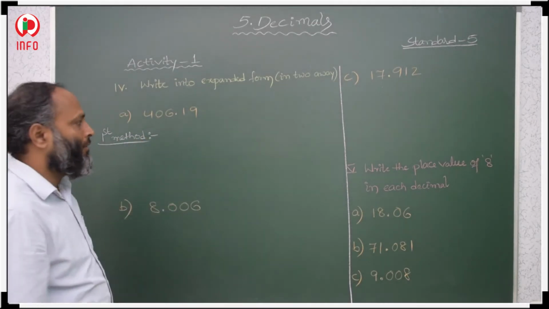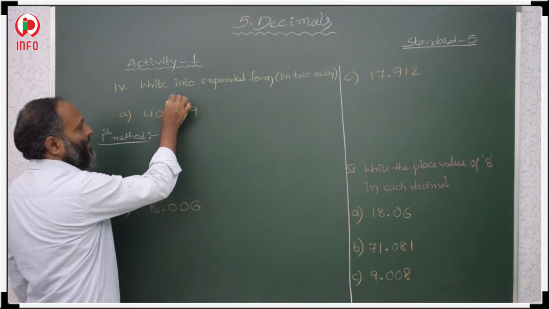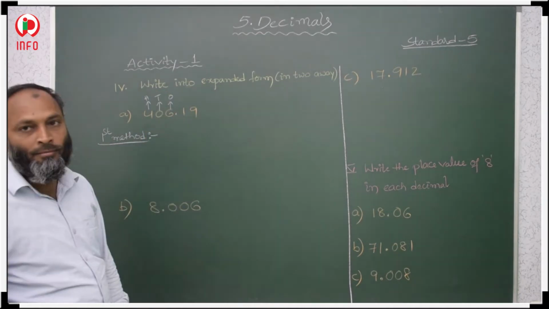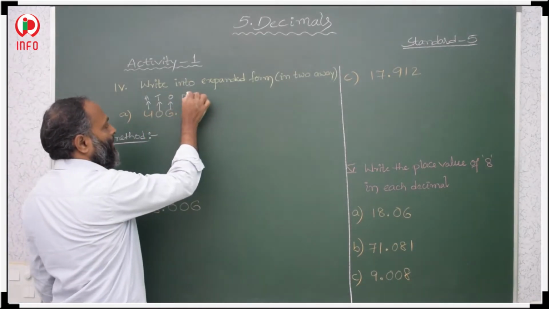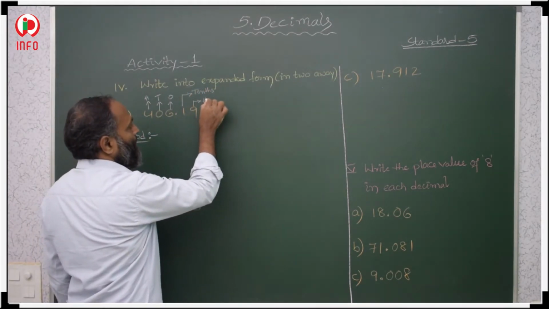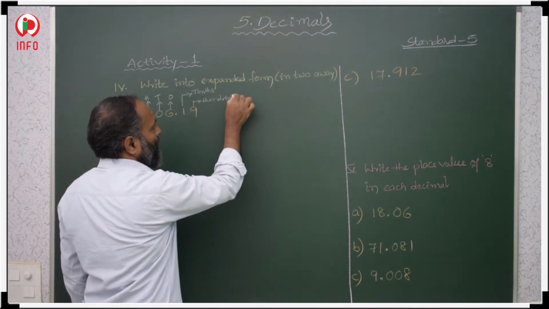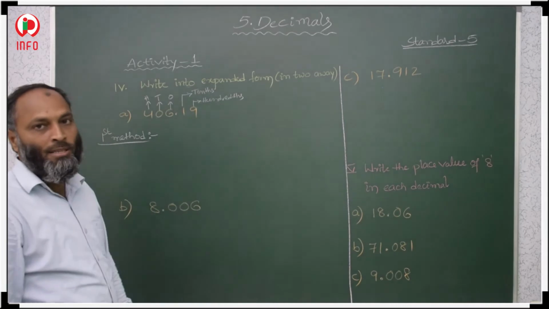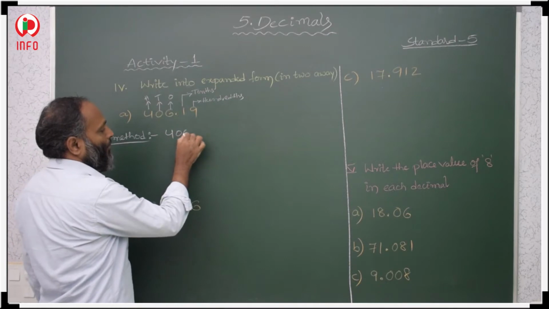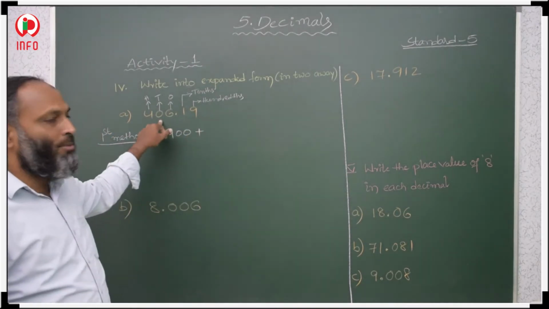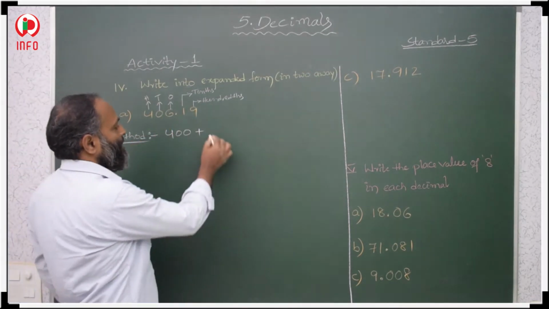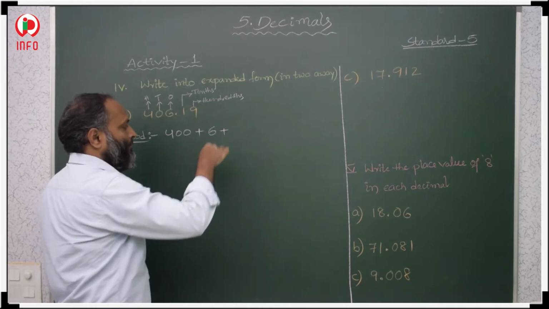Commonly we know, so already we did, this is in ones place, this is in tens place, this is in hundreds place. So 4 is in hundreds place, that is 400. 0 in tens place, no need to write 0, so just go to the ones place. Then 6 is in ones place, 6 as it is, then plus.